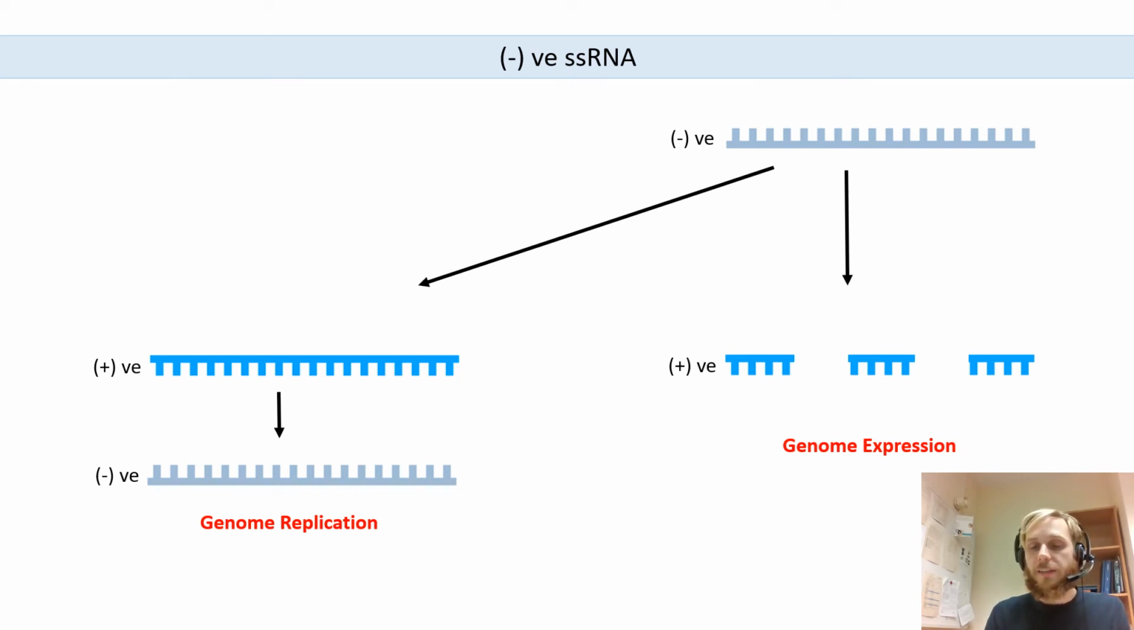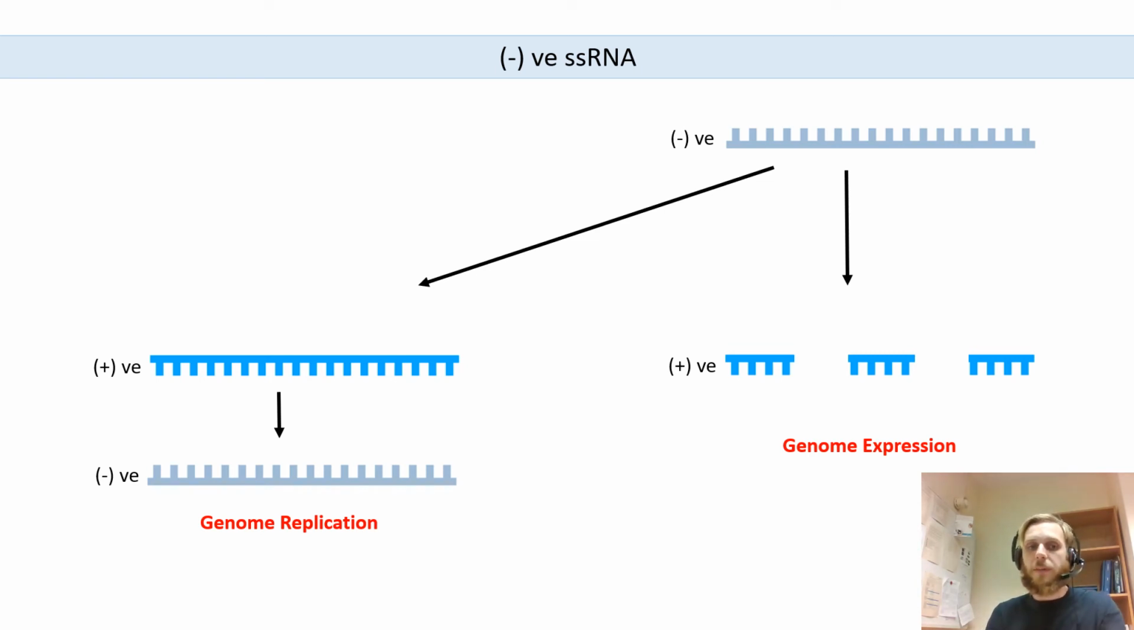The way this works in the negative sense single-stranded RNA viruses is the negative sense genome is used to produce a full-length single-stranded positive copy of the genome. This full-length positive copy is then used to produce a full-length negative copy. So if you remember, the final product of replication has to be the same as the initial genome. If you have a negative sense single-stranded RNA virus, then genome replication has to produce a negative sense single-stranded RNA copy of the genome. That's just one of the fundamental principles of genome replication.